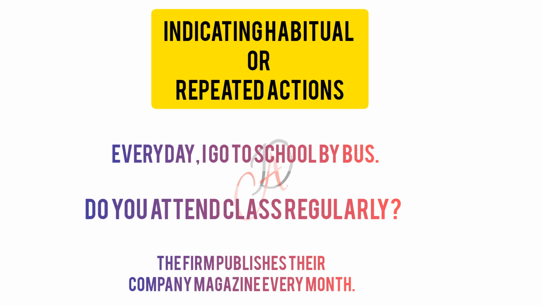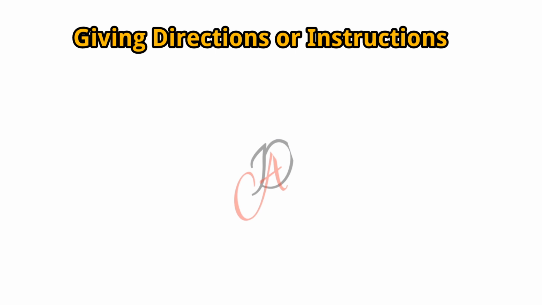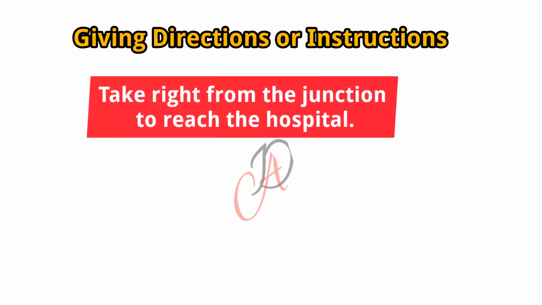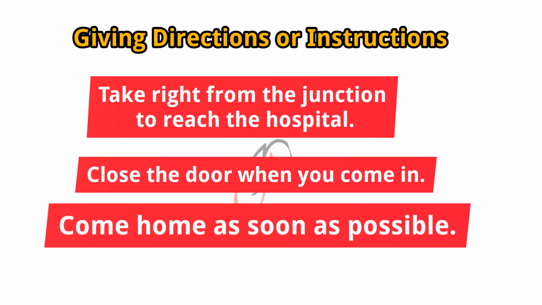So let's move on to the third usage of simple present tense, that is giving directions or instructions. The first example, take right from the junction to reach the hospital. Second one, close the door when you come in. And the third example, come home as soon as possible. And in these three examples, the words take, close, come are the verbs and they are in the base form, and hence they are used in simple present tense because they are giving some directions or instructions.